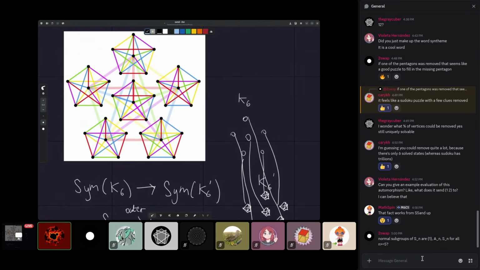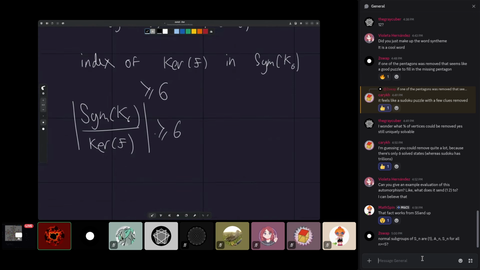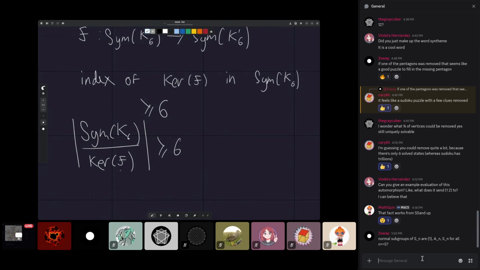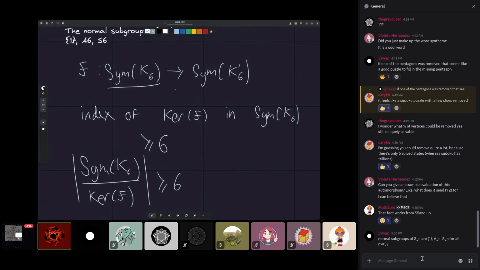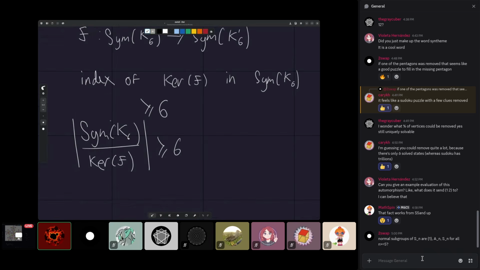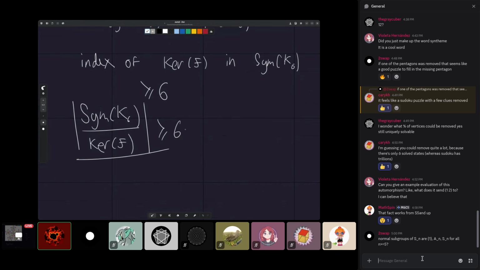So for the quotient group, there's got to be something which sends this to where it is now. It's got to be something which sends it there, something which sends it there, something which sends it there. So you've got at least 6 elements in the quotient group, because the action of the quotient group by the kernel of the action is the same as the action of the whole group. You get the same stuff. So this has got to be at least 6.